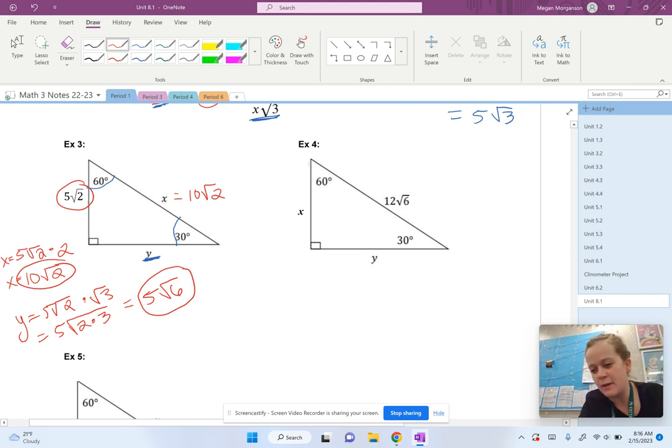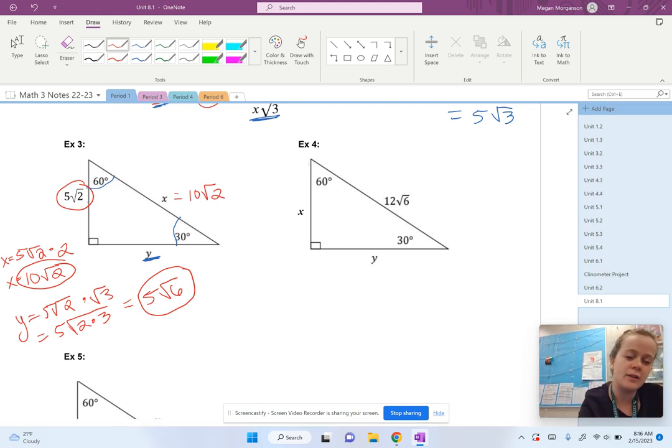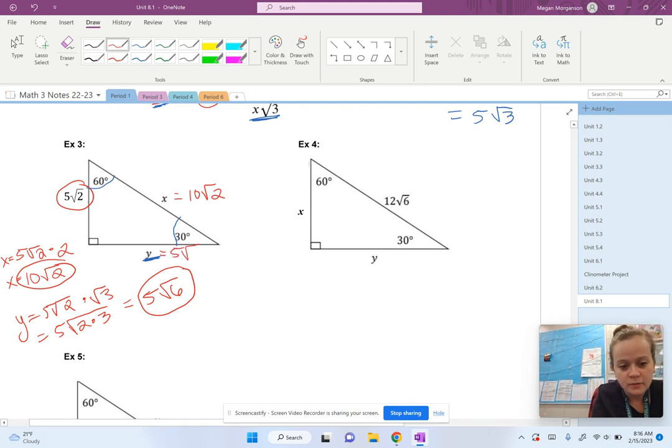There's not really any way to simplify root 6. We can split it up into 2 and 3, but those can't factor out. Like you can't do the square root of 2 or square root of 3 to get it out of the radical. So we're going to leave it just like that. So y equals 5 times root 6.